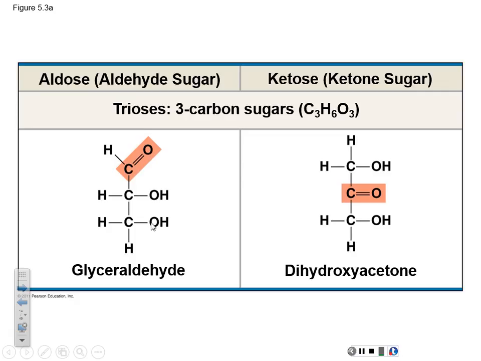Now, you guys, I'm sure, have jumped way ahead of me here, and you recognize that glyceraldehyde is an aldehyde, meaning that the carbonyl group is dangling off the end of the molecule, as opposed to dihydroxyacetone, which is a ketone, as opposed to an aldehyde, because here the carbonyl group is associated with the middle of the molecule. All right? Both of these, though, are carbohydrates.